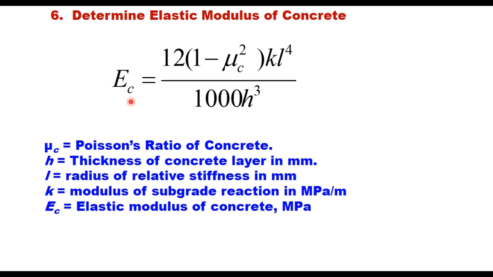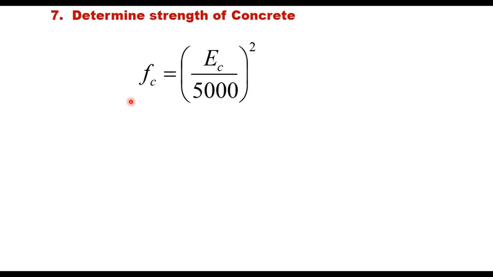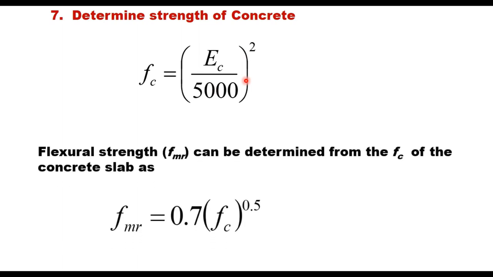Once you know EC, then you can calculate the strength of concrete using this equation, that the cube strength FCK is (EC upon 5000) whole square. And the modulus of rupture or flexural strength can be calculated using this FCK value. That is a well-known equation that the flexural strength is 0.7 square root of FCK. So FCK is calculated from here, and you can find out the modulus of rupture.